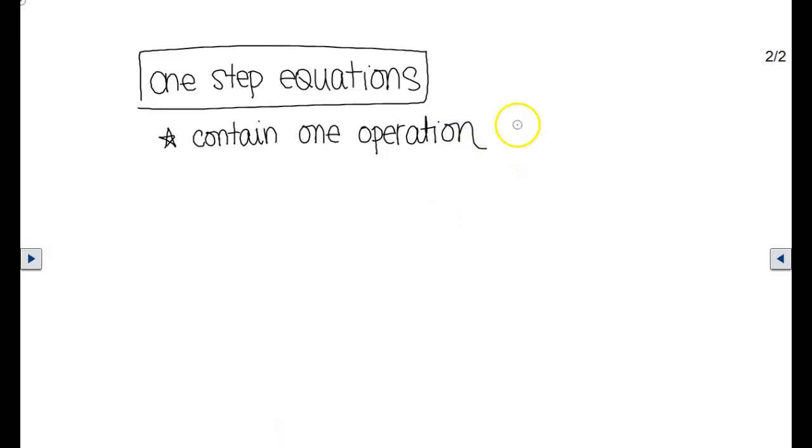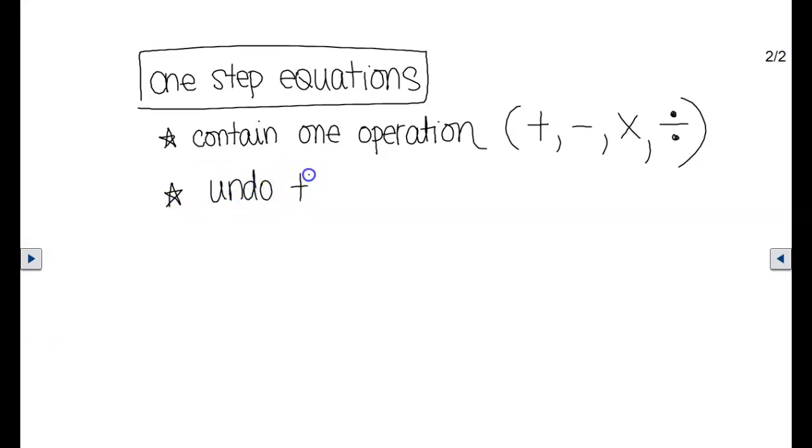What are operations? Well, in math, our operations are add, subtract, multiply, and divide. So when we solve one-step equations, we are going to be seeing equations that contain one of those operations: add, subtract, multiply, or divide. And to solve these one-step equations, we are going to have to undo that operation in order to get x by itself.